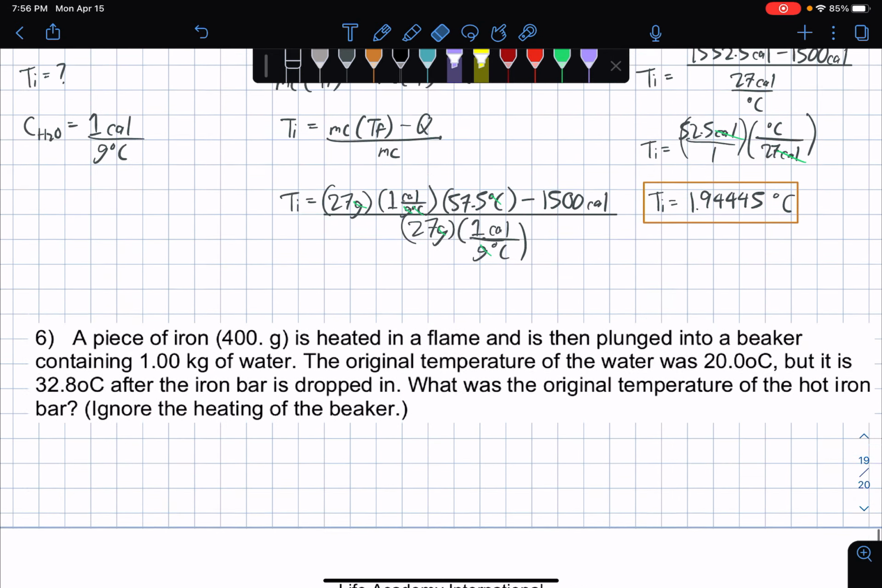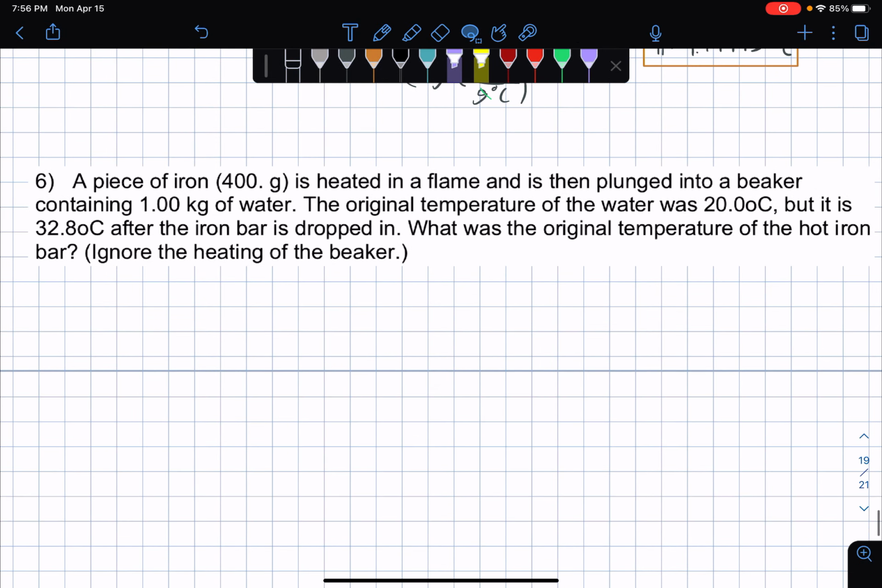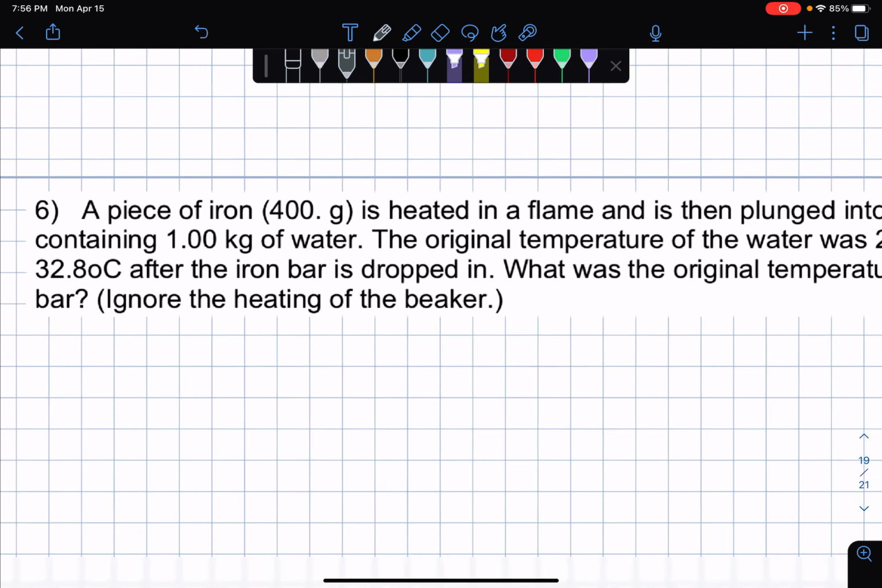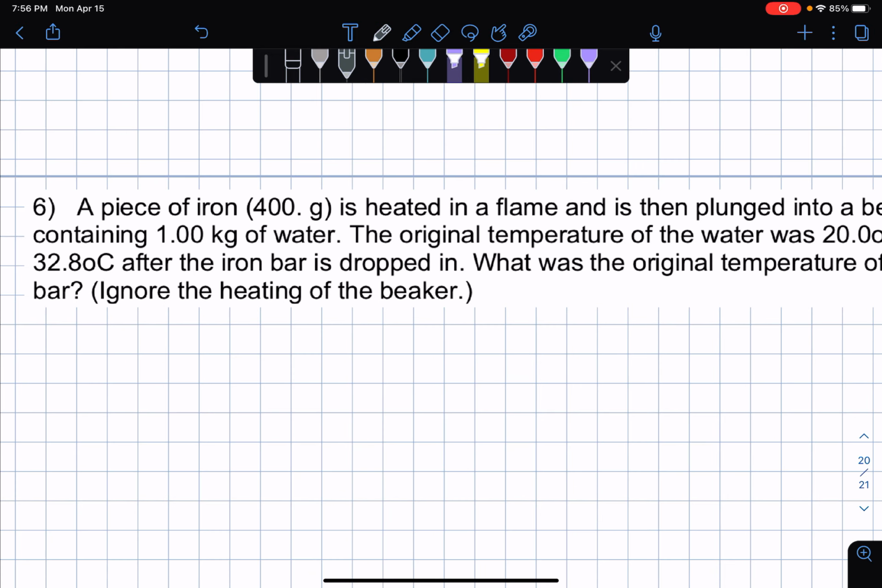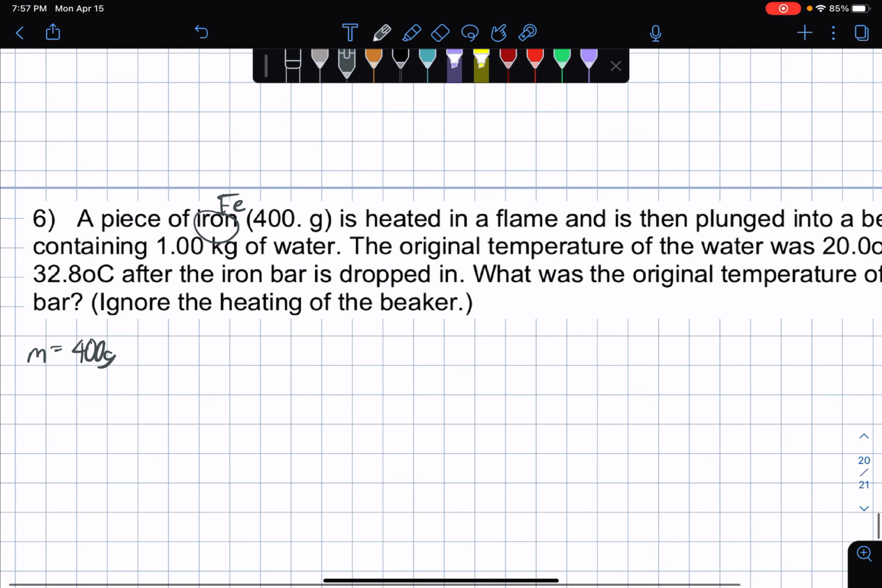Number 6. Pity, 3 questions did not fit in 1 page. So we're done with water. We're now dealing with a substance called iron, or basically Fe in the periodic table. The mass is said to be 400 grams. It is plunged into a beaker containing 1 kilogram of water.